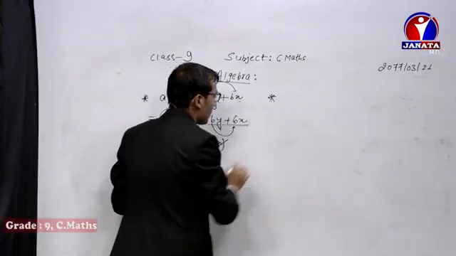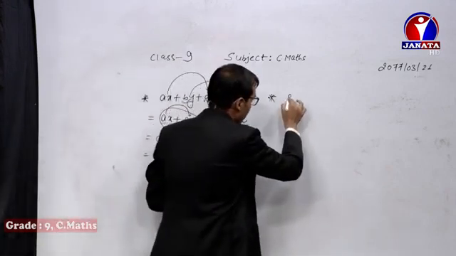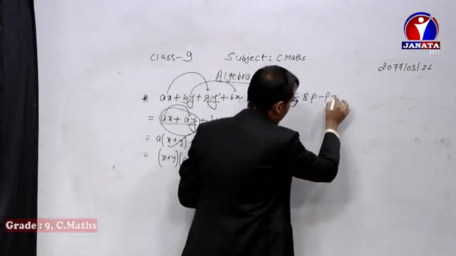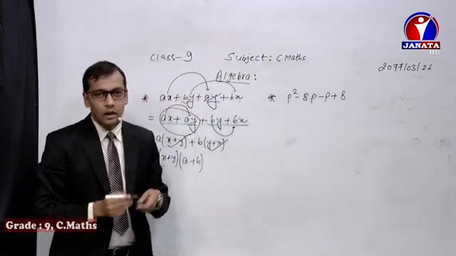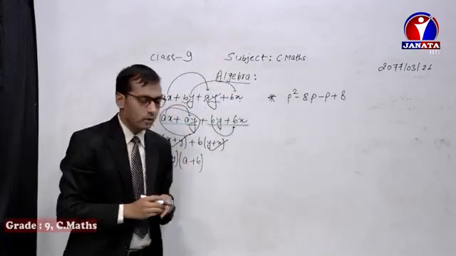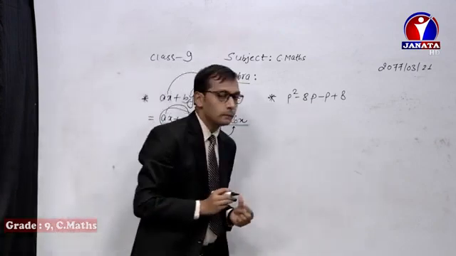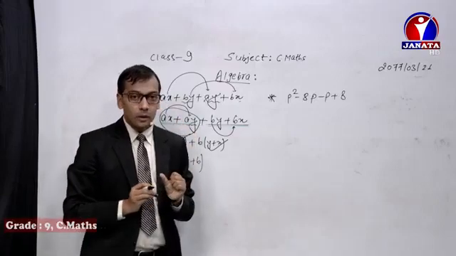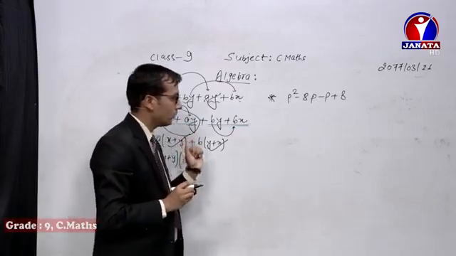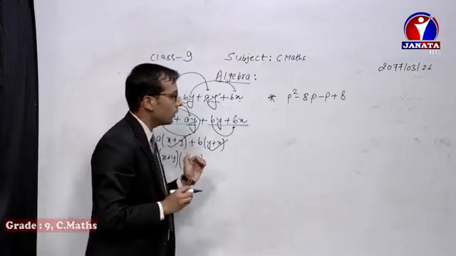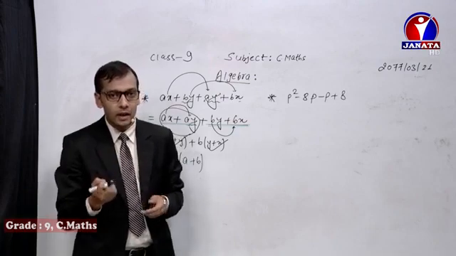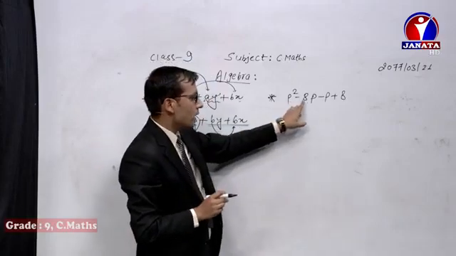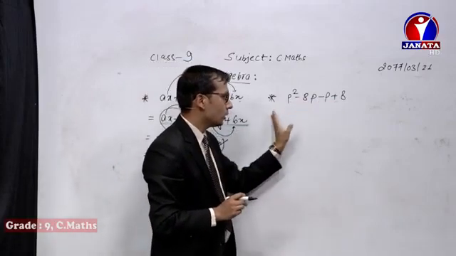The next example I am taking here is p square minus 8p minus p plus 8. Let's try this. How do we factorize? Again, this expression contains 4 terms. In the beginning of the factorization, first of all we try to find if there is any common number in the entire expression. Let's see, p square minus 8p minus p plus 8, nothing is common.